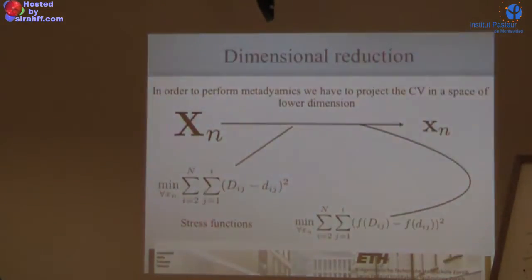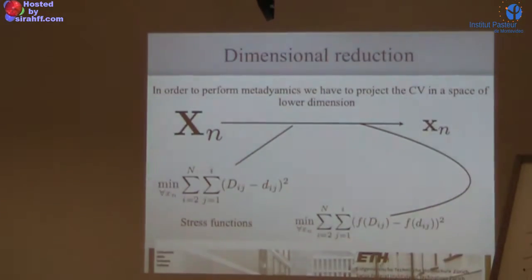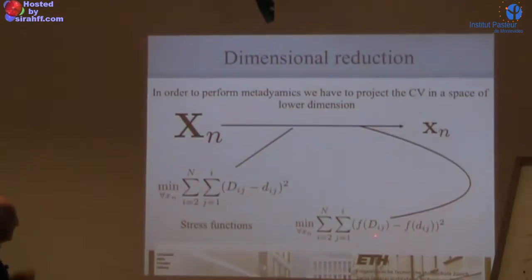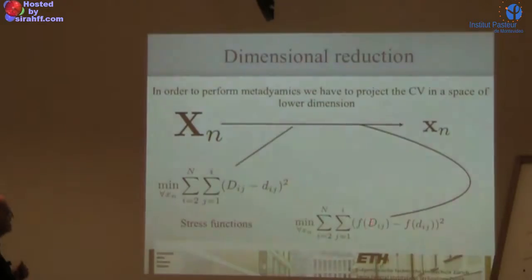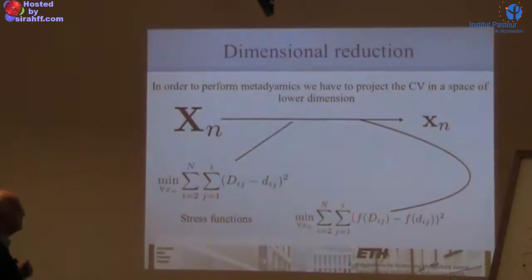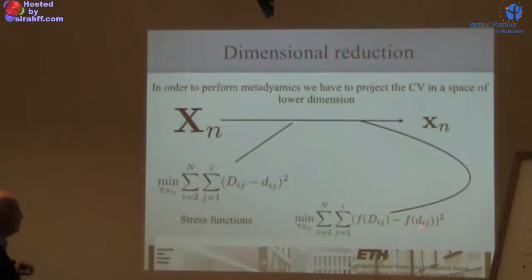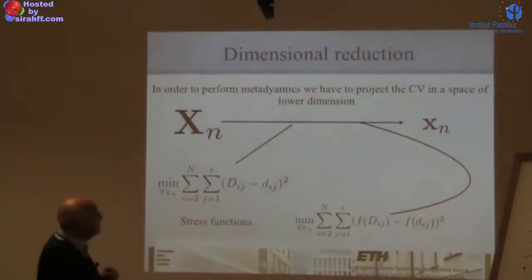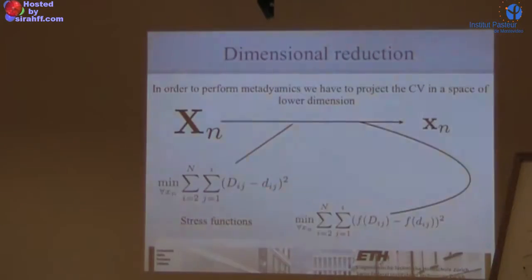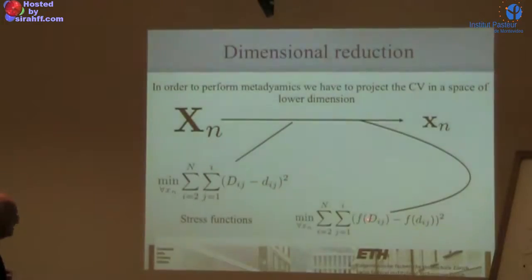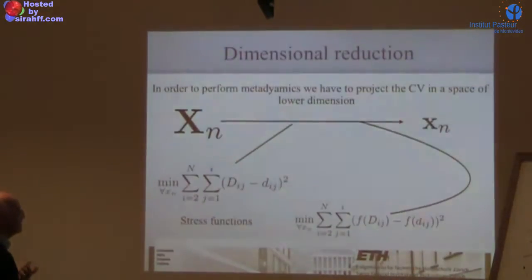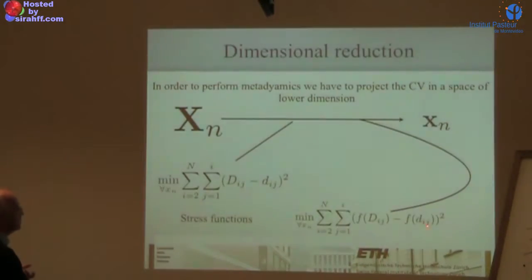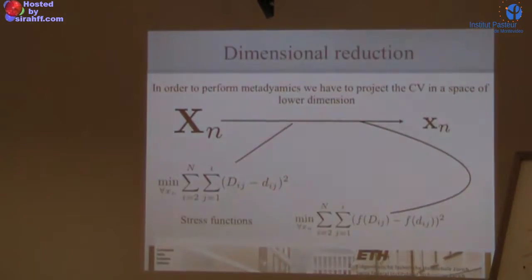This is called the stress function. So the things that we want to optimize. Actually, what we really do is use a bit more complicated things, because this doesn't work too well, as you can imagine. We put in a non-linear function, and we'll discuss how we choose it. We want the transformed distances in the high dimension to be as close as possible to the transformed distances in the low dimension.